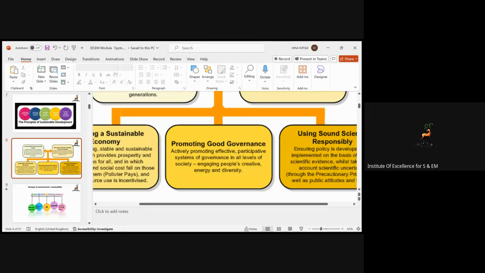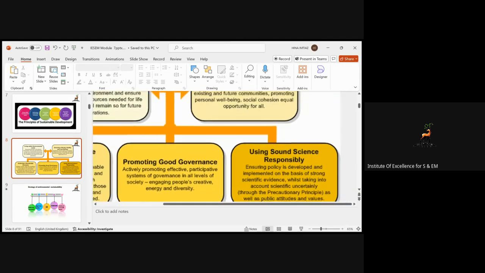So we have to provide good policies, rules and regulations, and we have to ensure the implementation of such rules and regulations for promoting and protecting our environment and our resources as well.